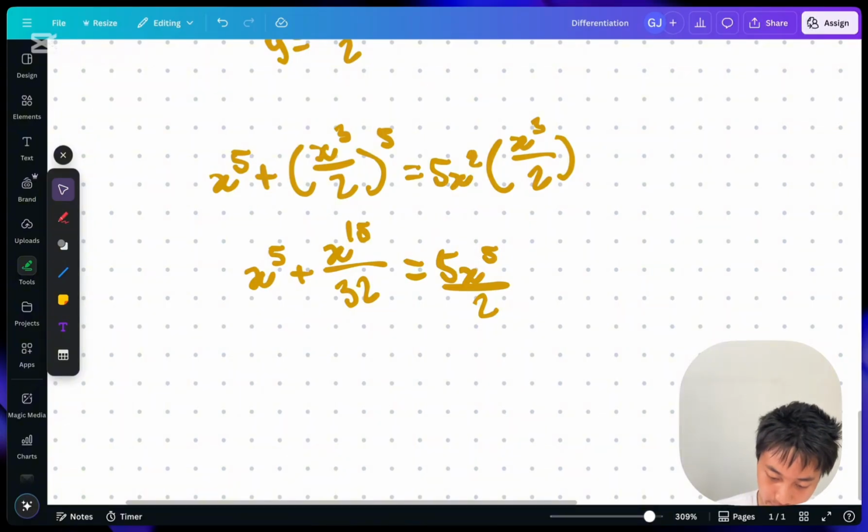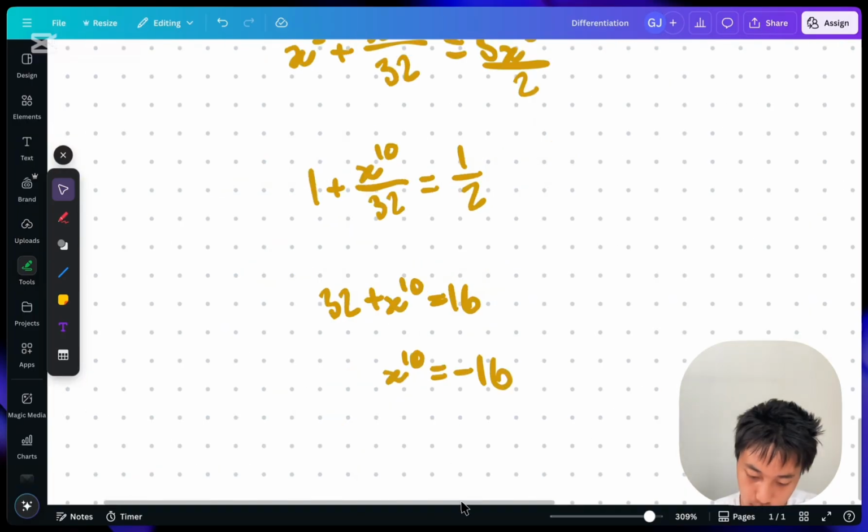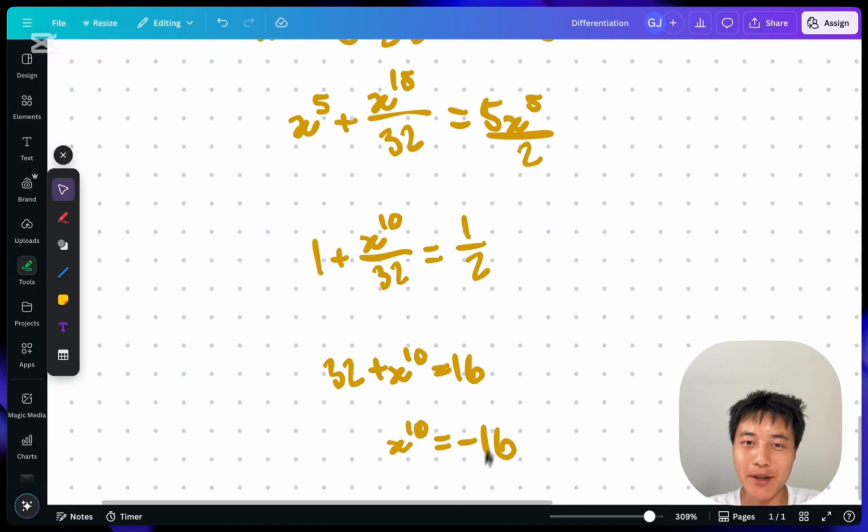Okay, and now we can divide each term by x to the fifth, so it's going to be 1 plus x to the 10th over 32 equals 1 over 2. And this means let's multiply each term by 32, so 32 plus x to the 10th equals 16, and x to the 10th equals negative 16. And this doesn't make any sense because it shouldn't be negative. Let's see, where did I make a mistake?